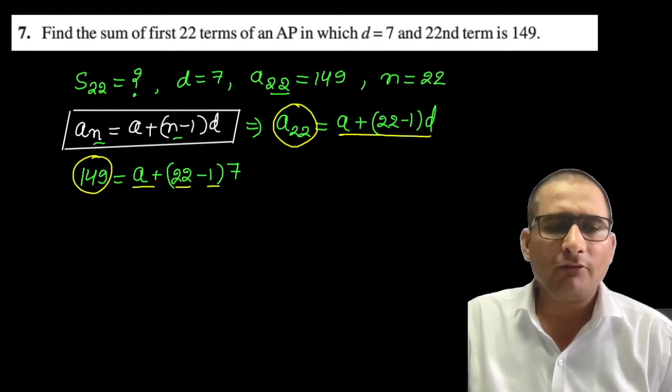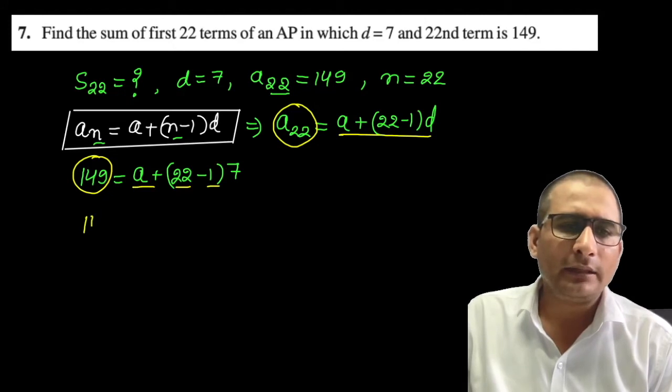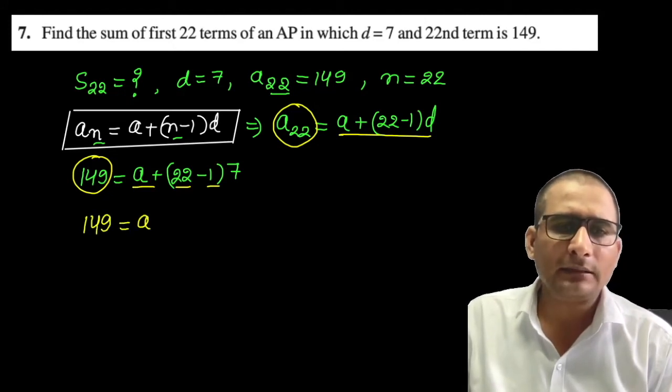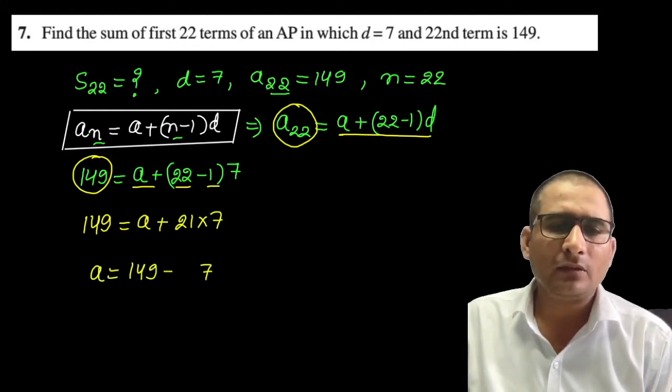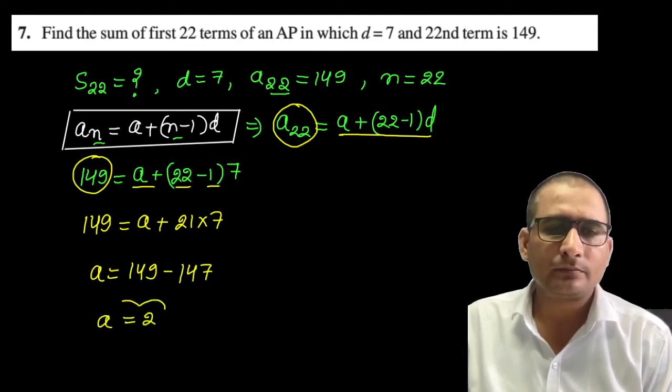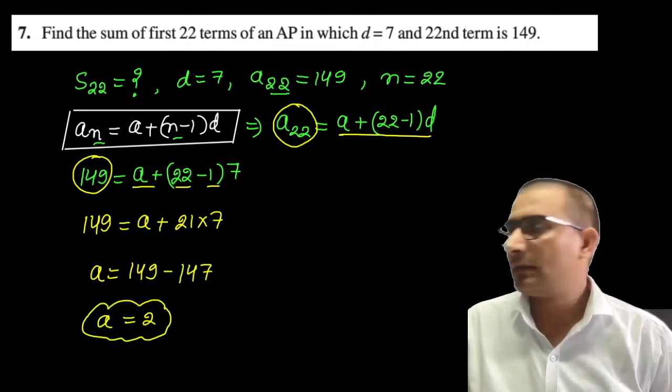Right? So now from here हमें यहाँ से वैल्यू मिल जाएगी A की. So it's 149 A plus 21 into 7. इसको इधर शिफ्ट करेंगे. So A is equal to 149 minus 21 into 7 is 147. So the value of A is 2. A की वैल्यू 2 आ जाएगी, right?